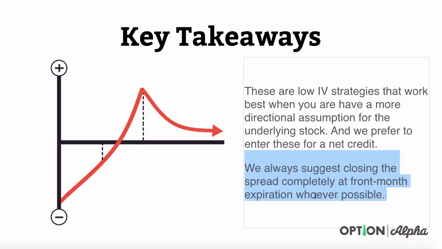And again, this one says whenever possible. And so basically what that means is that once we get to that front month expiration, which in our case was the February expiration, we're going to want to look to close out the trade. We're not going to carry it over into March, just holding some sort of long option position unless it's very cheap.